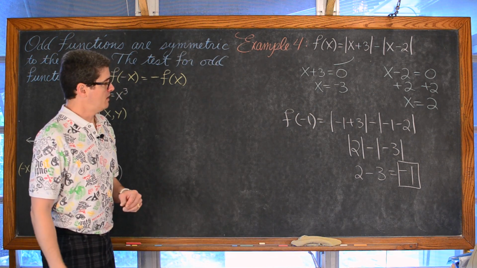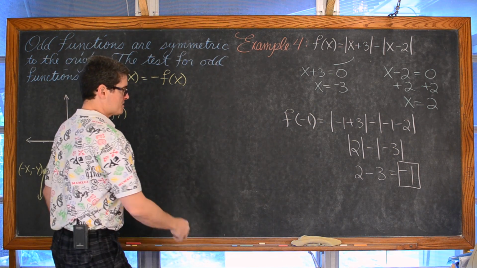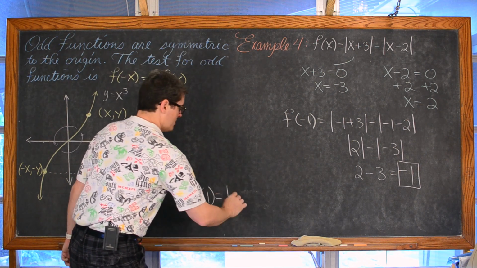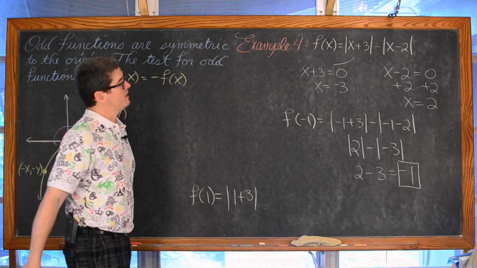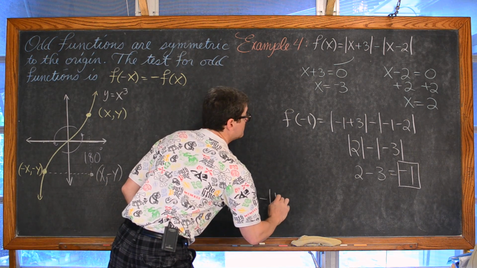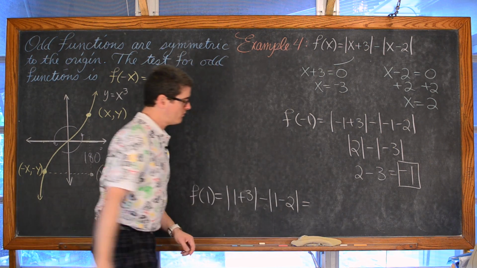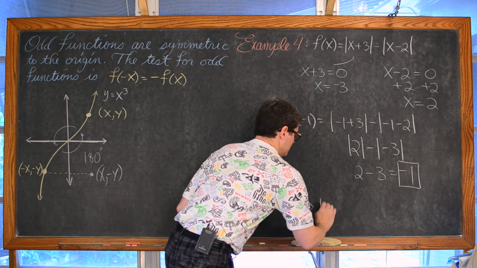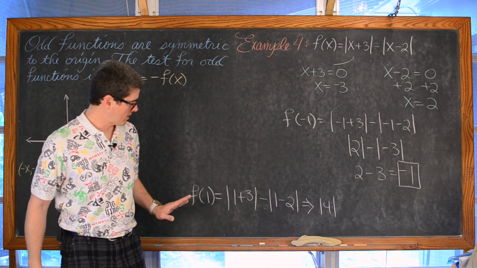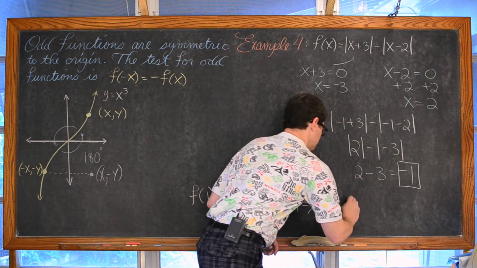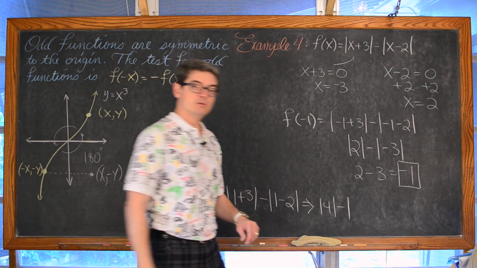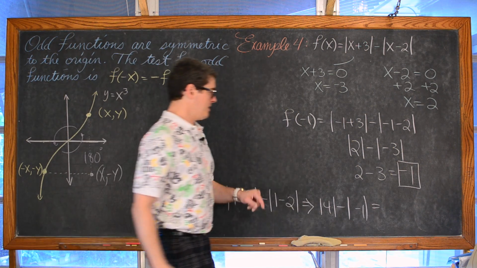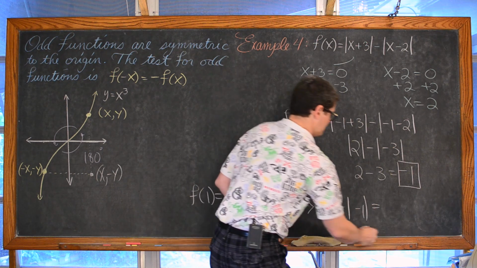Now let's try the opposite of negative 1, which is positive 1. The absolute value of 1 plus 3 minus the absolute value of 1 minus 2. That's going to be 1 plus 3 is 4. Sorry, I kind of ran out of work. I don't like to work sideways. Minus the absolute value of 1 minus 2, which is negative 1. And now we get 4 minus the absolute value of negative 1, which is 1.